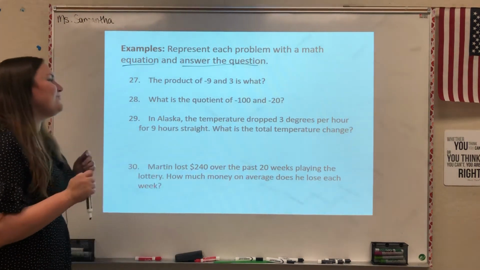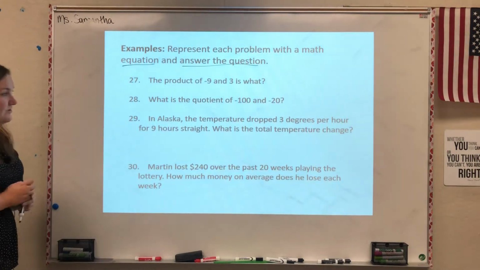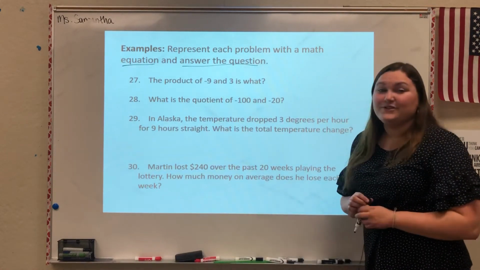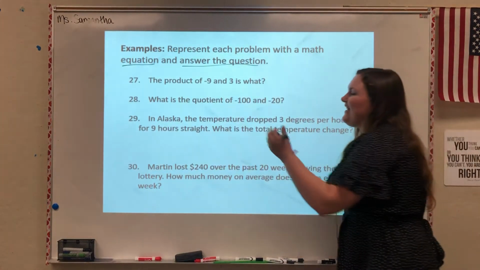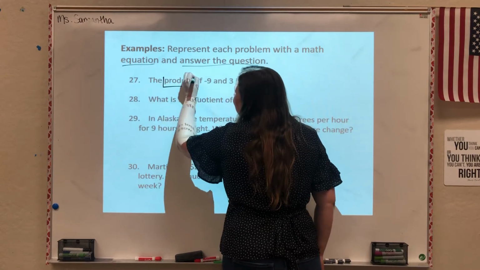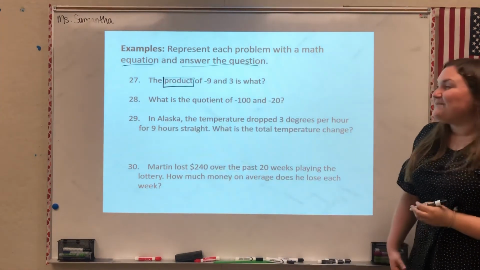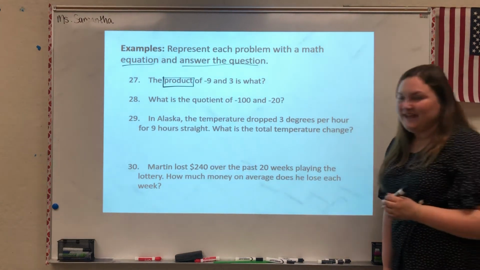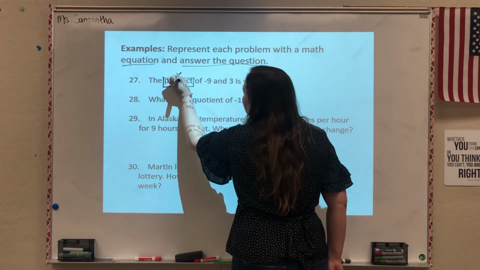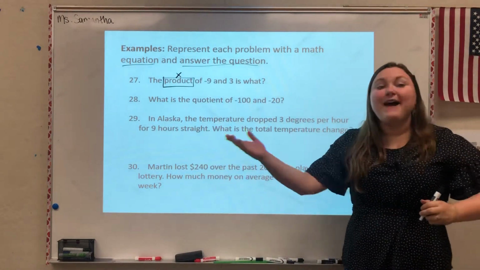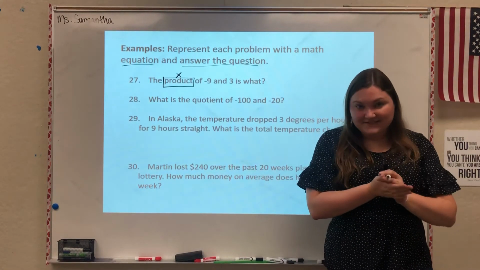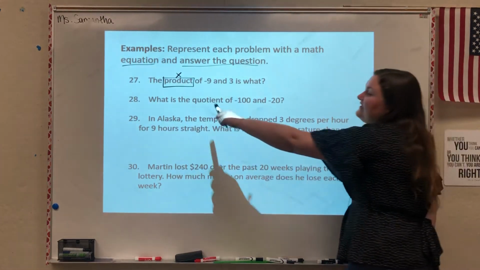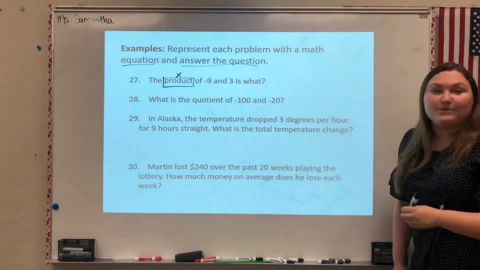Always check those directions. So I want to make sure I write my equation first. In order to write the equation for this problem, there's a word here I need to know, and that word is product. Do you know what product means? Product is the name of an answer when you are multiplying. So if I say 5 times 2 is 10, the answer to a multiplication problem, 10, we call the product. So this is a clue that my equation needs to show multiplication.